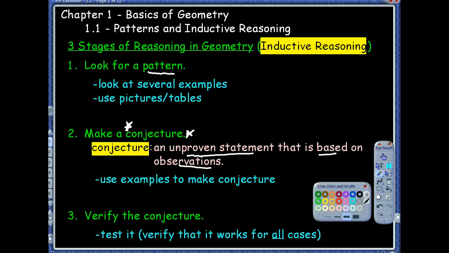Notice it's based on observations, though. Hypothesis, you're just guessing in science, where here we've got some observations and some data already collected, and now we're making our unproven statement. And to stress that, the conjecture, because it's unproven, could be true or false. And so the third step is to verify that conjecture. So you have to test it to see if it works for all cases. It may work for one case or a few cases, but if it doesn't work for all cases, then that conjecture is actually a false conjecture.